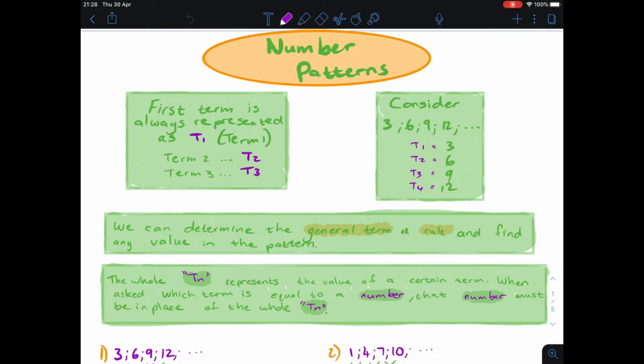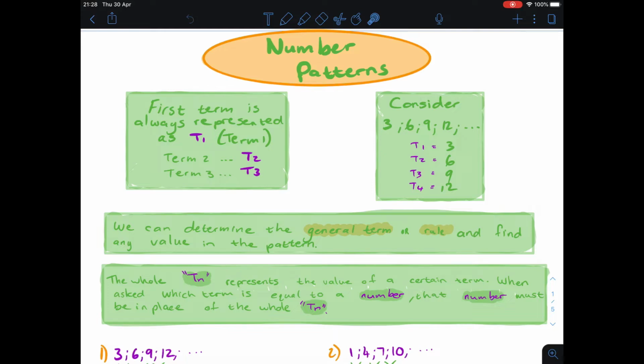Bresler and today we will be looking at number patterns. So just a few basics again. Firstly, the first term is always represented as T1. Therefore your term 2 will be T2 and your term 3 will be T3. Same as term 50 will be T50.